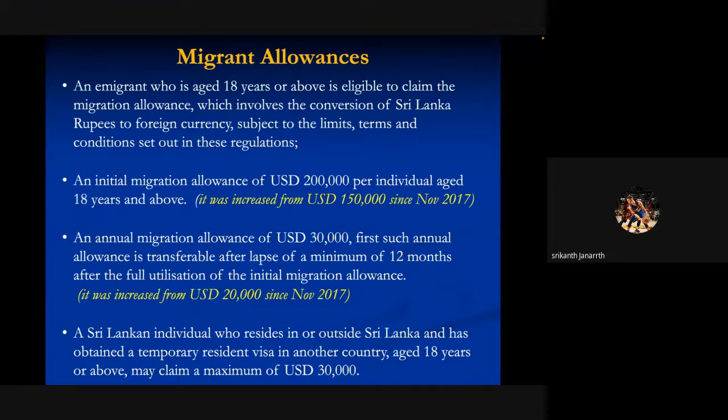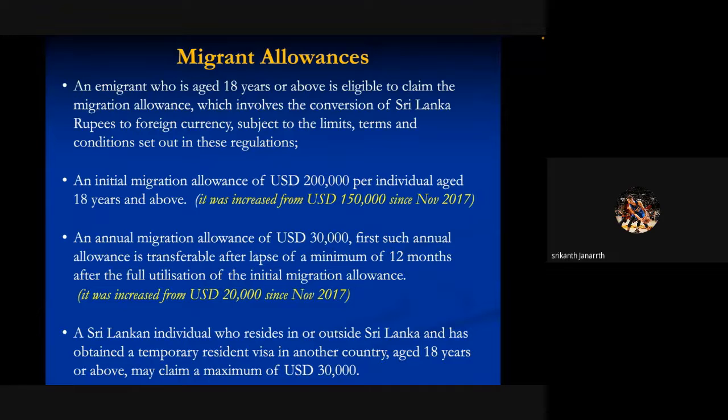It is for the first such annual allowance, which is transferable after lapse of a minimum of 12 months after the full utilization of the initial migration allowance. Now you are aware, right? After 12 months, after taking the full amount, only then will your annual migration allowance of 30,000 start. That is accumulative. What do you mean by accumulative?